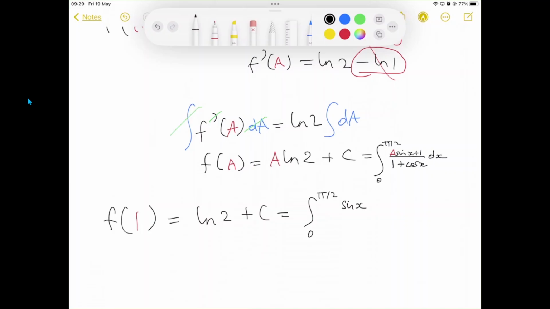And then on the inside we have sine of x plus 1 over cosine of x plus 1 dx. And for this, we're going to have to use another substitution.